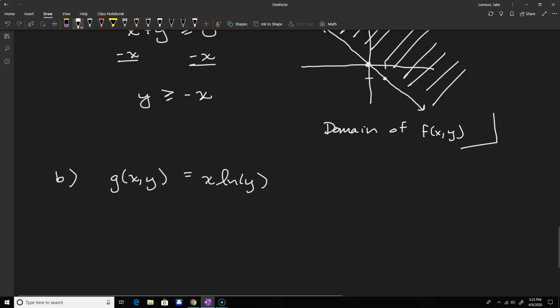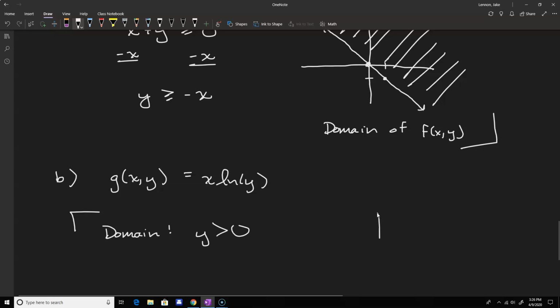Now, x is fine. You can plug in any number for x, and that's not going to cause any problems. But here, we know that the input of the logarithm is only defined for positive inputs. So here, our domain is just given by y greater than 0.